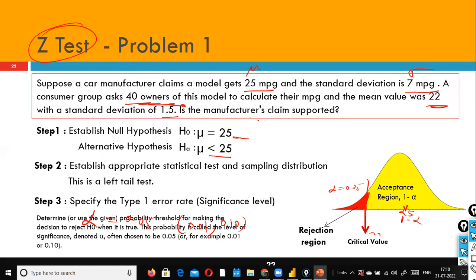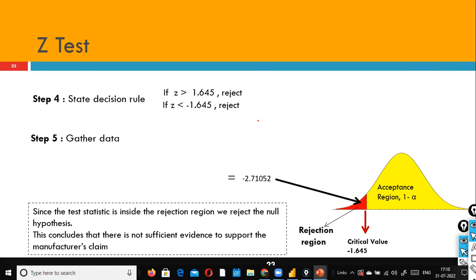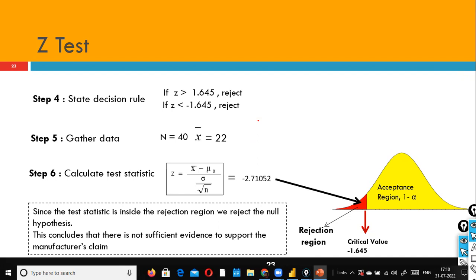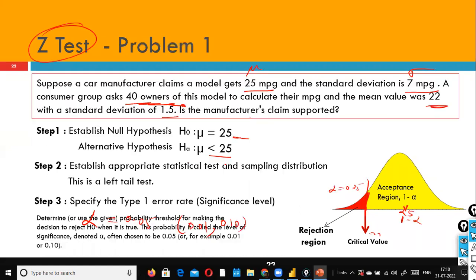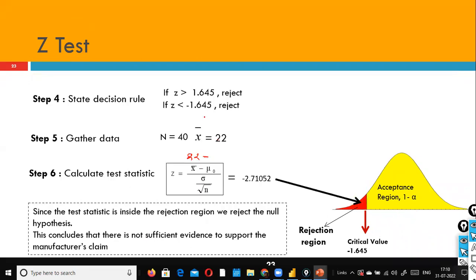Now we need to test whether the manufacturer's claim is supported or not. Here I have used the Z test. So there is a formula for Z. What is the formula for Z? This is the formula: sample mean minus the hypothesized mean. What is my sample mean here? 22, right? You simply plug in this value, 22 minus, what is the hypothesized mean? We are simply hypothesizing that whatever they are saying is correct, 25. Actually, we use the notation mu 0 for the hypothesized mean. So 22 minus 25, divided by sigma.